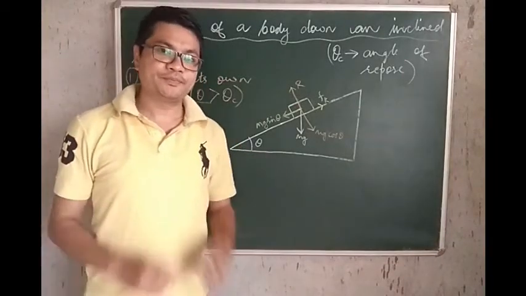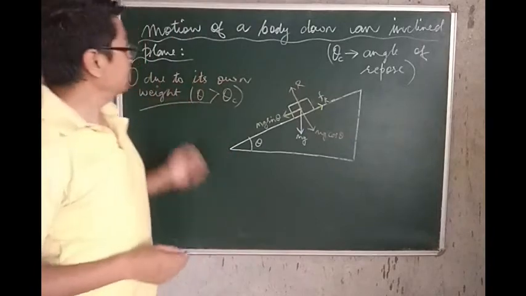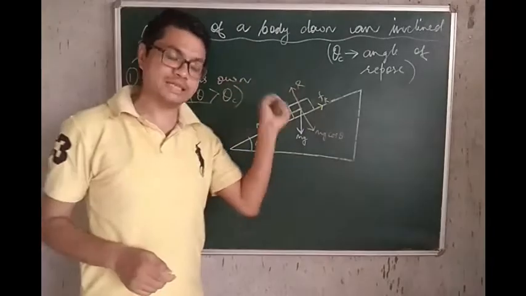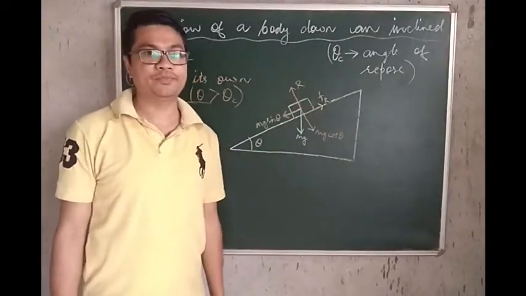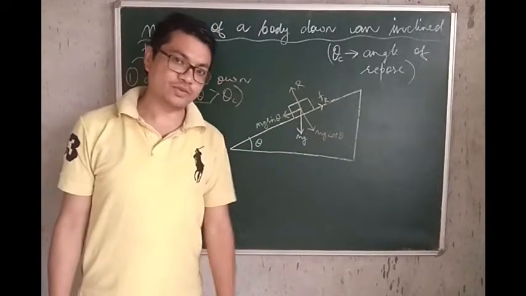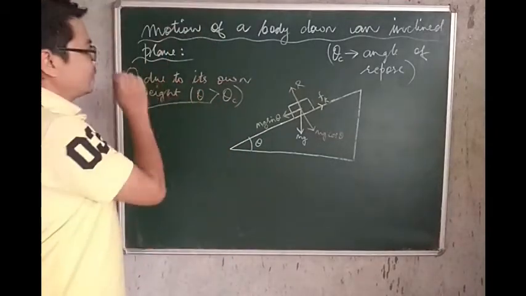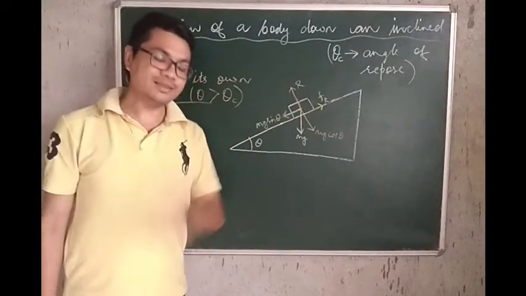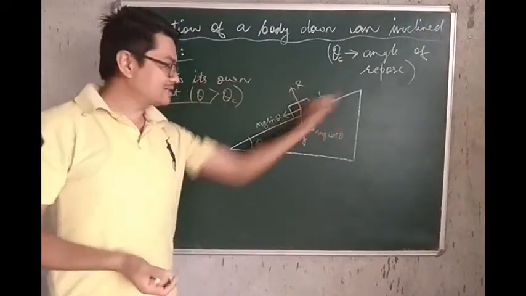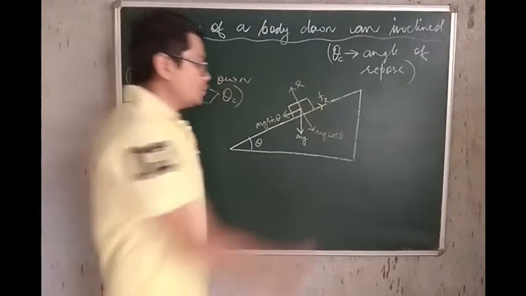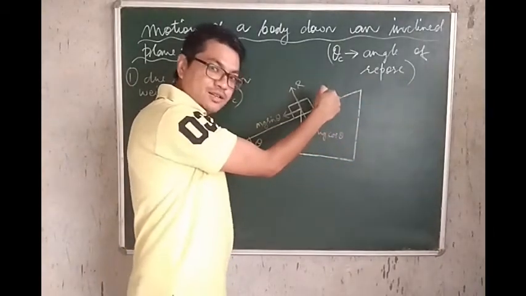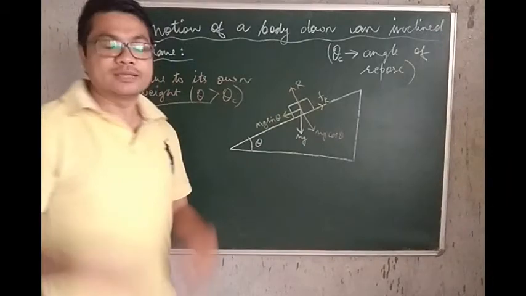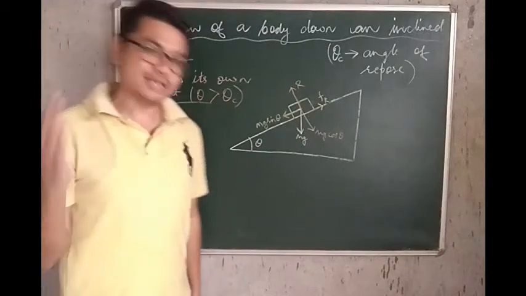Hello class 11. In this video we are going to look at the topic motion of a body down an inclined plane. Now basically there are two cases for it. The first case, when the body slides down the inclined plane due to its own weight, and the second case, when the body slides down the inclined plane when we apply an external force to the body. That case we are going to discuss later.